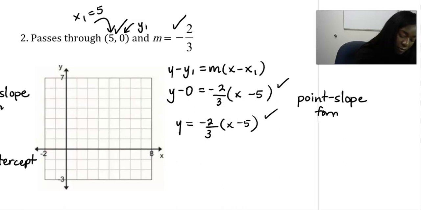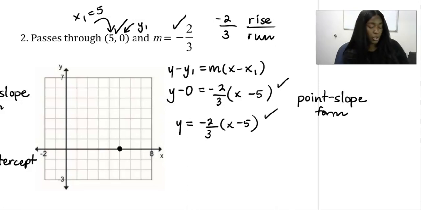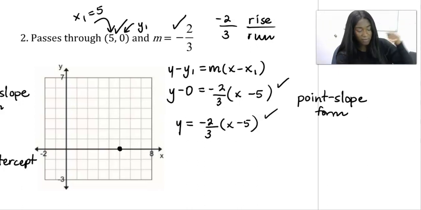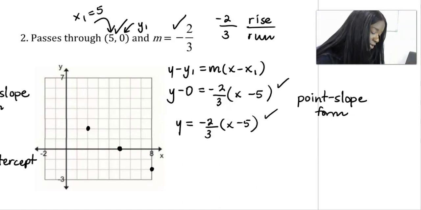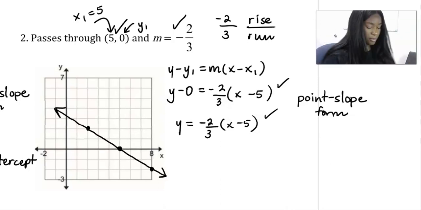Now let's go ahead and graph it. I know the line passes through (5, 0), so I'll go to the point (5, 0). My slope is -2/3. I'll think of the -2 as my rise, and the 3 is my run. So we're going to go down 2 and right 3. Down 2, because the 2 is negative, and right 3. We also could have gone up 2 and left 3. Different ways to think about it. And now I'm just going to connect these points and put arrows on the ends. There's the graph of my line.